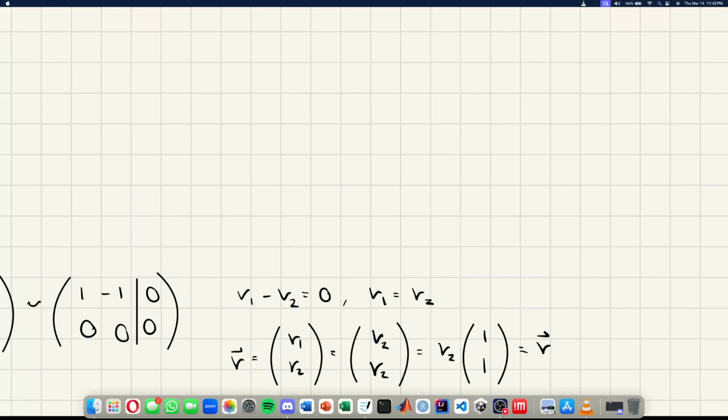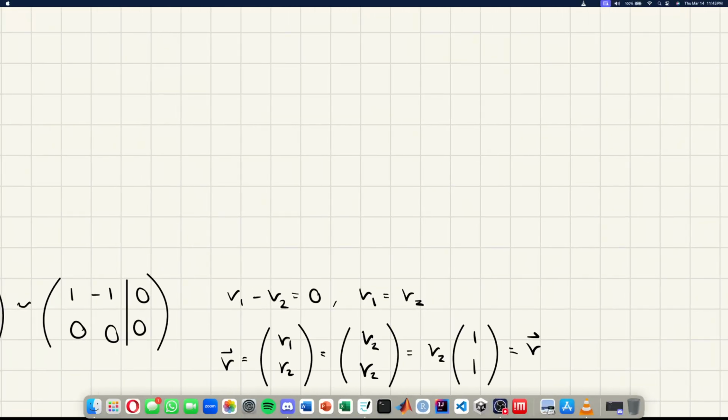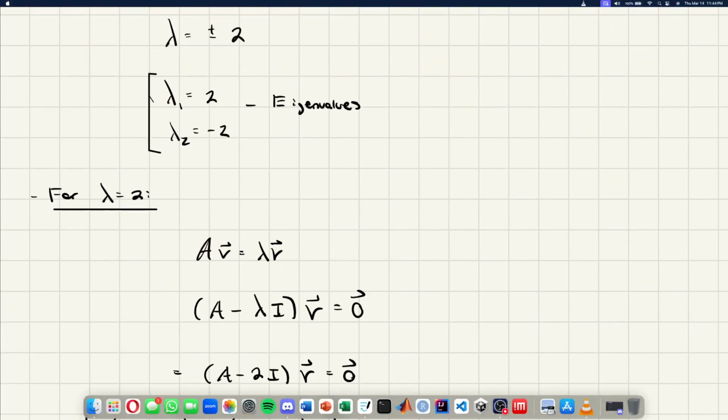To be very specific, we'd say that this spans the set of the vector 1, 1. And this is what's referred to as our eigenspace. This would be an acceptable solution for your first eigenvector. So we've now found an eigenvector v corresponding to the eigenvalue lambda. And that was just for lambda equals 2.